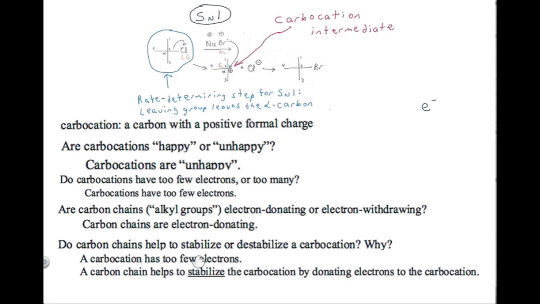If the carbocation was unhappy because it had too few electrons, and the surrounding carbon chains donate electrons to the carbocation, that helps to remedy the problem with the carbocation and make it less unhappy. So carbon chains help to stabilize a carbocation. You should understand this logic, but this idea is so important that you should also memorize that carbon chains stabilize carbocations. Another way to put that is that alkyl groups stabilize carbocations.